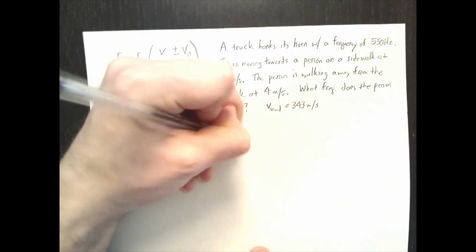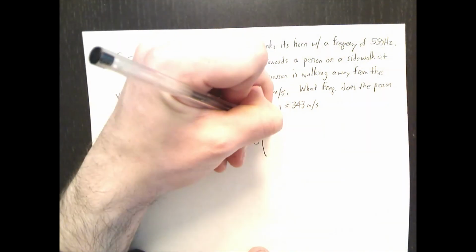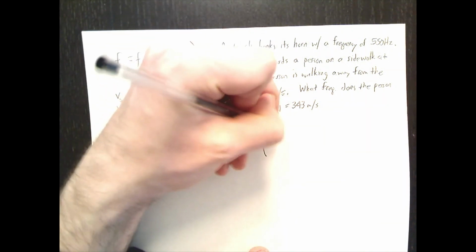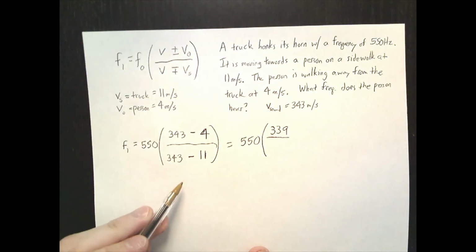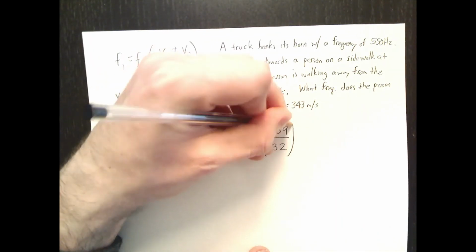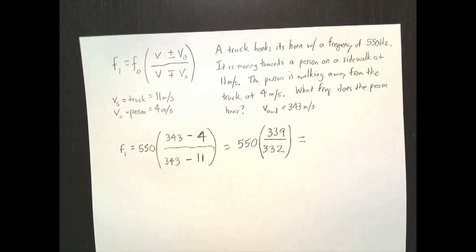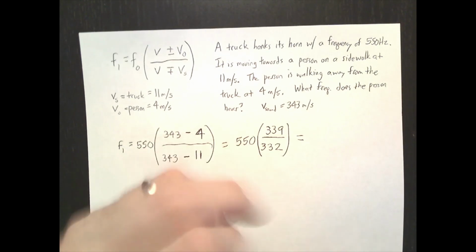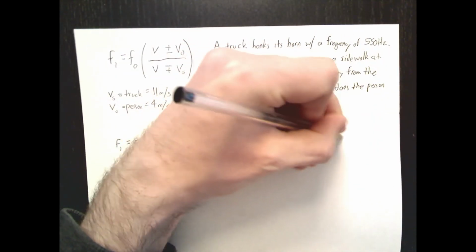So we're going to get 550 times 343 minus 4, that's 339, over 343 minus 11, that is 332. And when we work out this ratio, we get a value of 562 hertz.